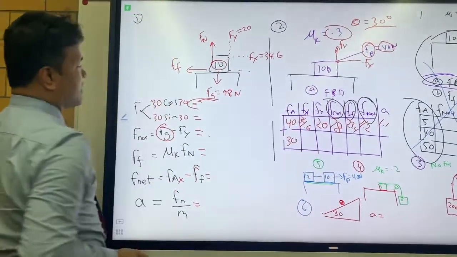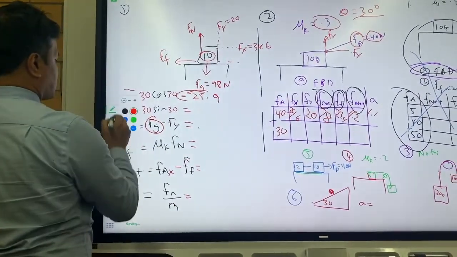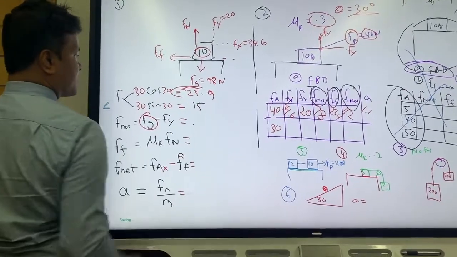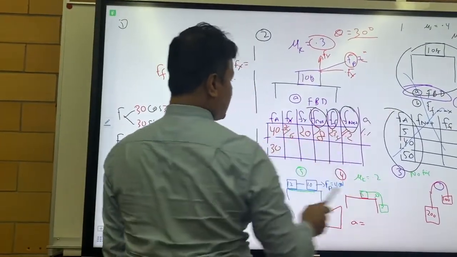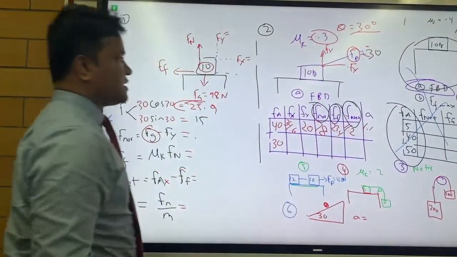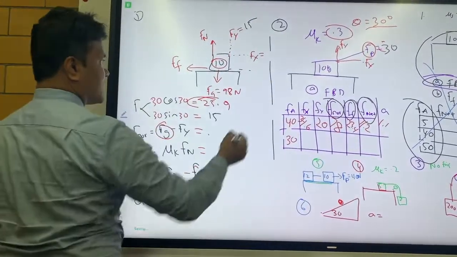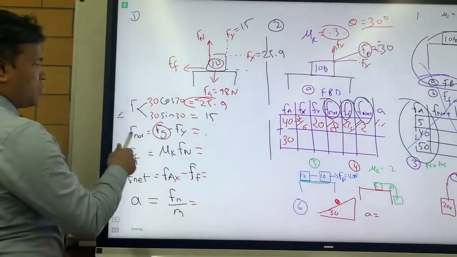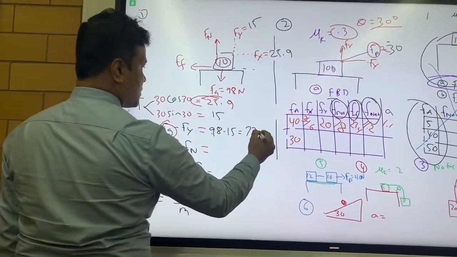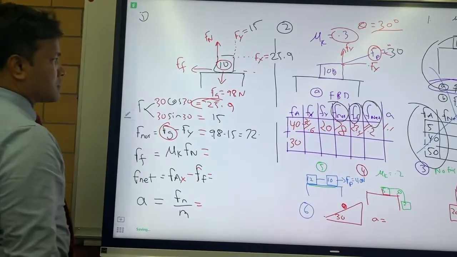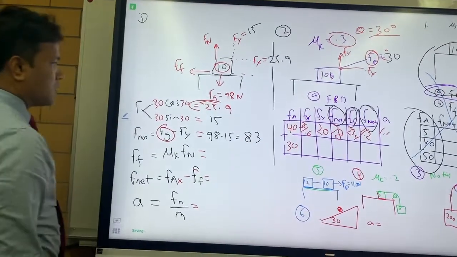Okay, 30 cosine 30. 25.9. And this is 15. Now this is 30, by the way. Now we are doing it for 30. Before we did it for 40. So now this Fy is 15. Very important. And this is 25.9. So what is my normal? Normal is 98 minus 15. What is it? 72.1. Wait. Oh. 98 minus 15, 83. Okay.